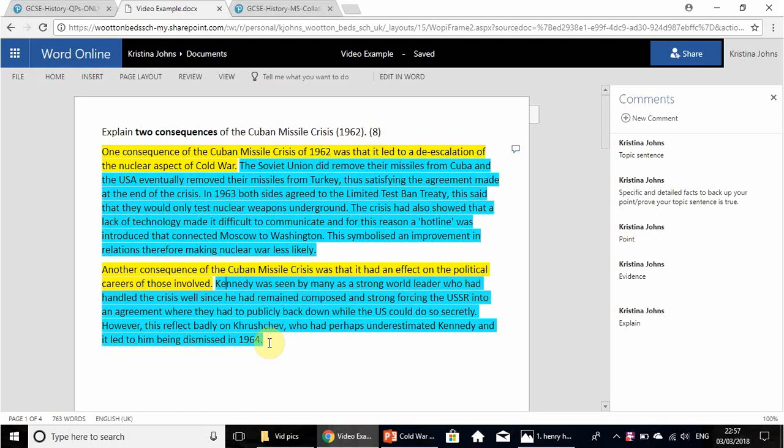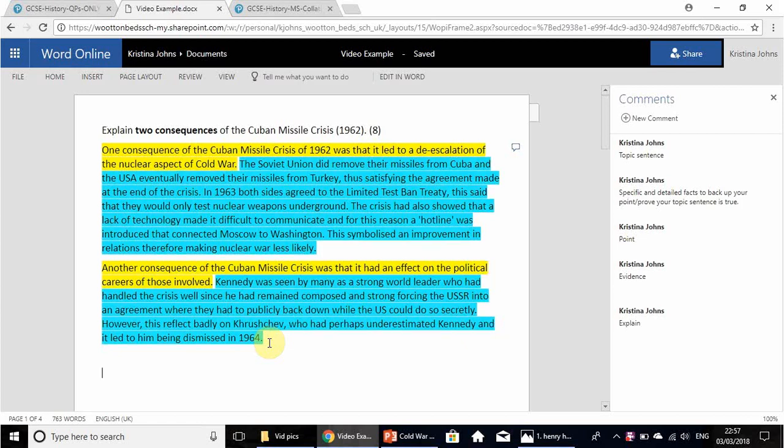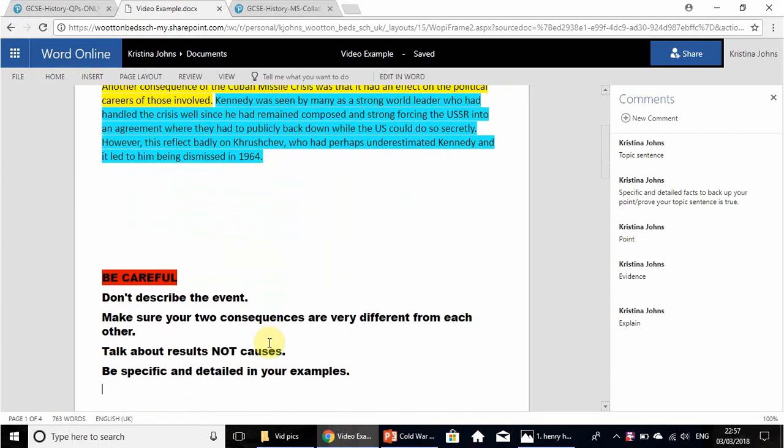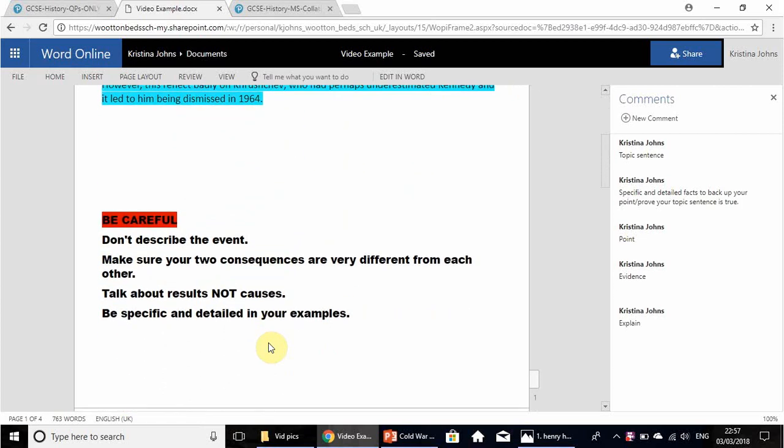I just need to give 2 clear consequences and then facts to back it up and show that there was a consequence. Just be careful with this one. You don't want to describe the event. You want to make sure your 2 consequences are very different to each other, and you don't want to talk about the causes. You want to talk about the results, so the outcomes of the event. Be specific and detailed in the examples that you give, making sure to use dates, key events, key figures, etc.